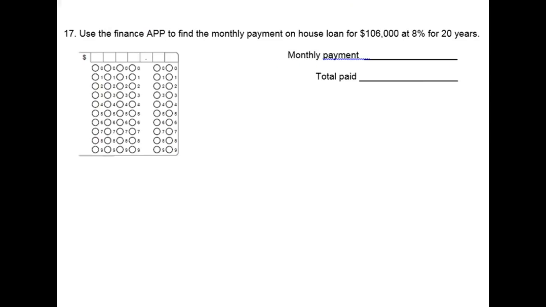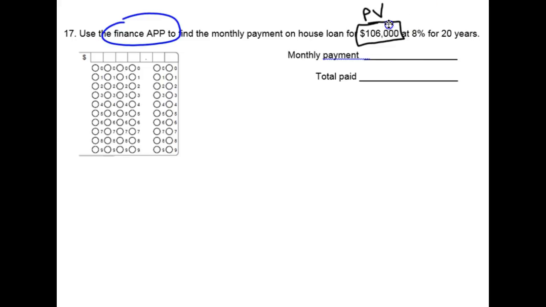All right, so on your review, you're going to see what's called a gridded response question, and this is the way it's going to be asked of you on the test as well. So get familiar with how to bubble these in. This is also getting us ready for the SAT test. I'm going to use my finance app on my calculator and a house loan for $106,000. So this is what you're going to put in for the present value.